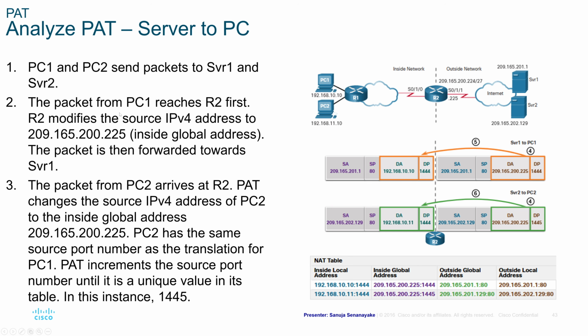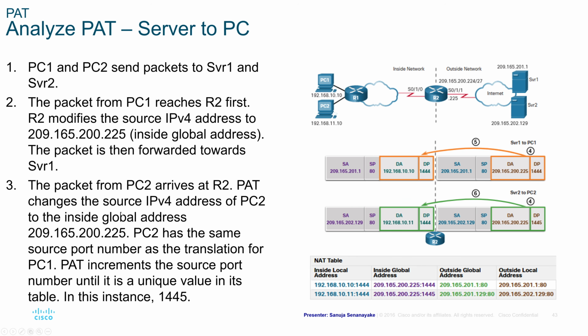What's going to happen next is the packet from PC1 reaches router R2, where the PAT is happening first. As a result, R2 modifies the source IPv4 address to 209.165.200.225, which is the inside global address. The packet is then forwarded to server 1. So R2 uses the inside global address assignment to assign this global address to PC1. The packet from PC2 next arrives at R2.